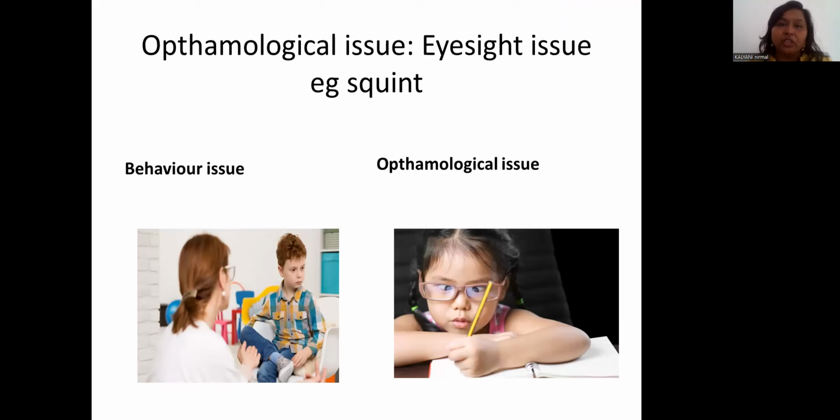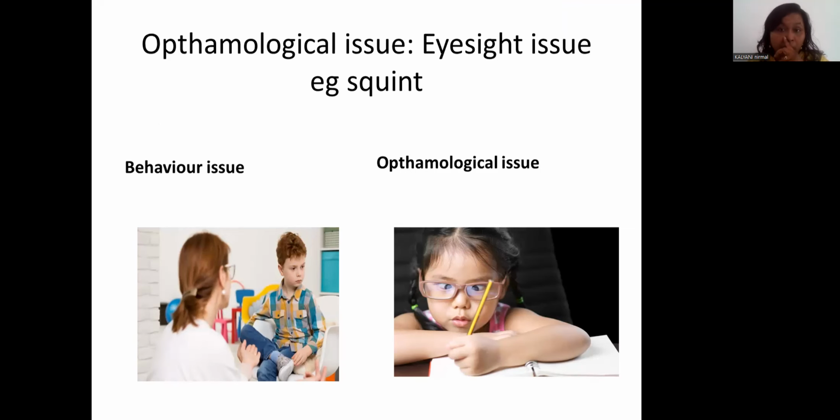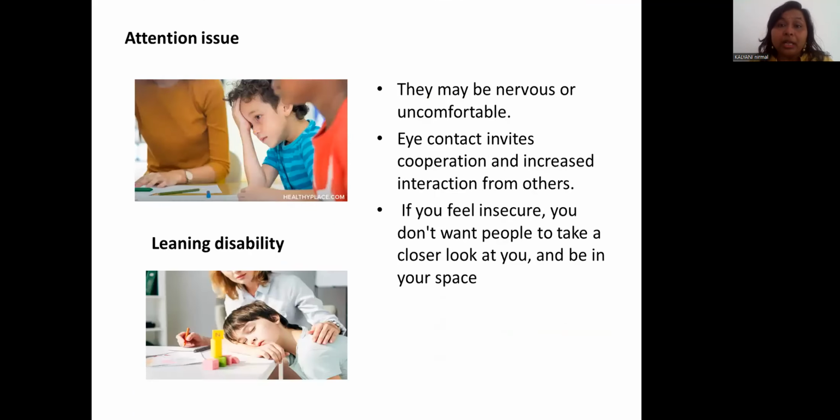There can be a behavior issue, that I don't want to see you. Why should I see you? So that can be worked on. There can be attention issues. They may be nervous or uncomfortable. Eye contact invites cooperation and increased interaction from others. Even if you feel insecure, you don't want people to take a closer look at you, and you'll be willing to be in your own space.